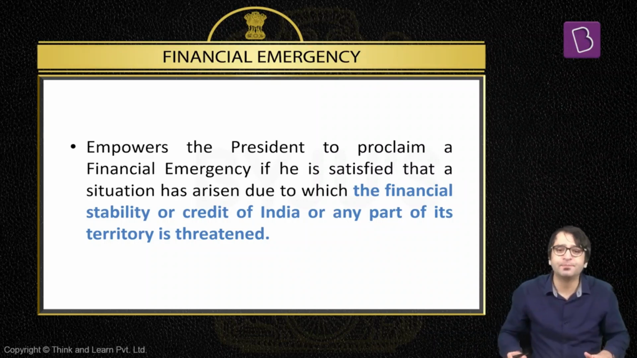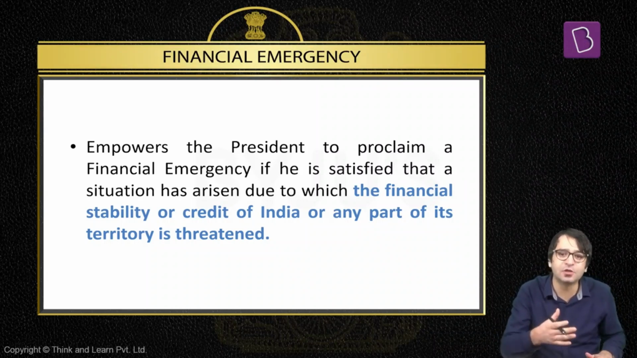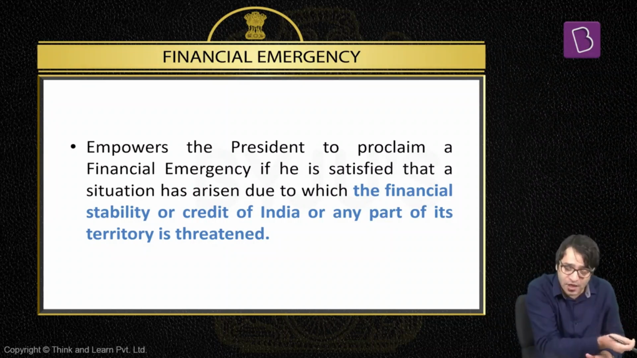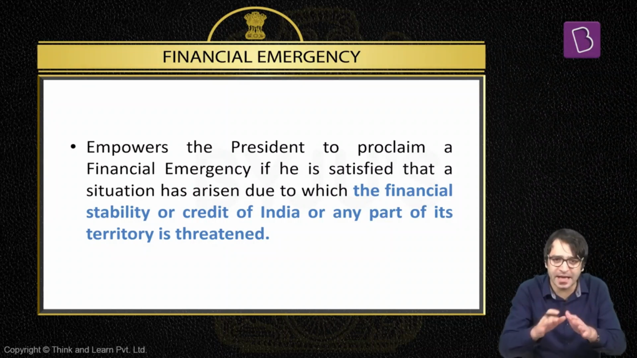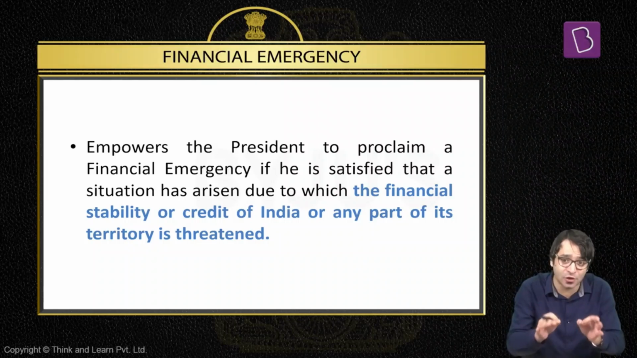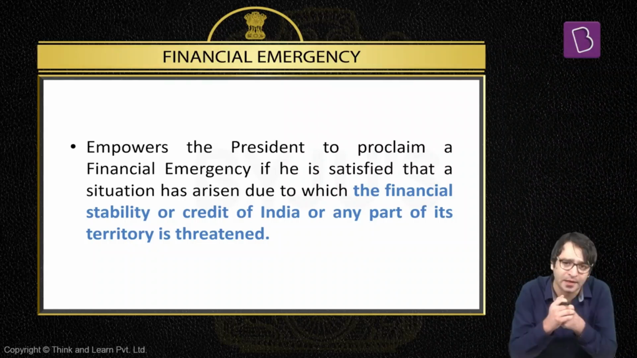At the time of the BOP crisis or the financial crisis of 1991, it is argued that we had forex reserves which would last only for 3 weeks of imports. That means we have to import, and for that we have to pay using our foreign exchange. This foreign exchange would last only for 3 weeks and then it would be exhausted. That means the financial stability and credit of the nation was under grave threat in the year 1991. Some newspaper reports say that the forex reserves would last only for a few days.